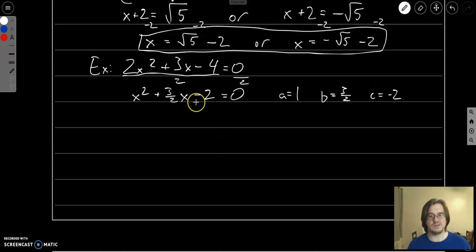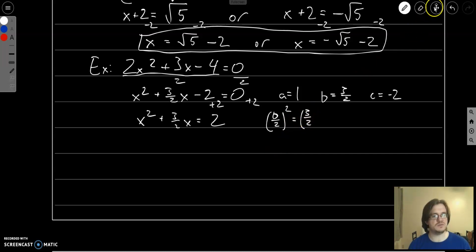So, first and foremost, to complete the square, I have to get the x squared and the x term by themselves on one side. So I will add 2 to both sides. After canceling out the minus 2 and plus 2, that will go away, and on the right-hand side, I'll just have 2 by itself. Now I can complete the square. So what I need is b divided by 2 squared. B itself is 3 halves, and I want to divide all that by 2, and I need to square it.